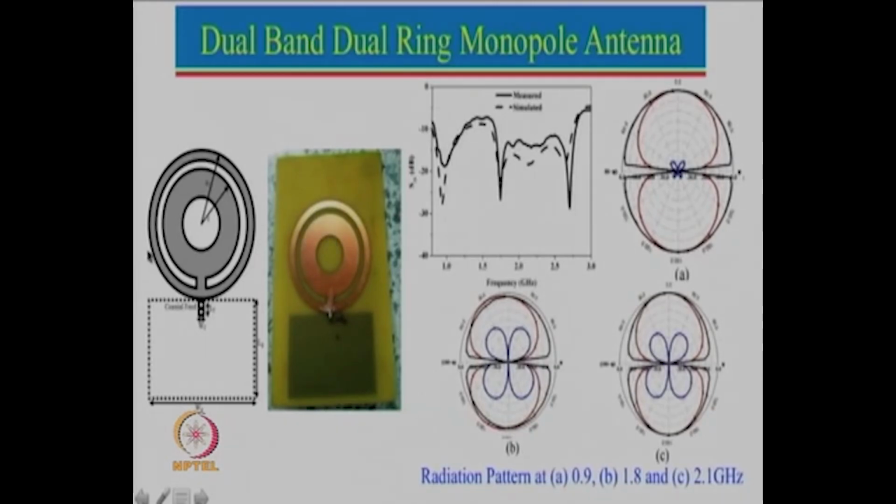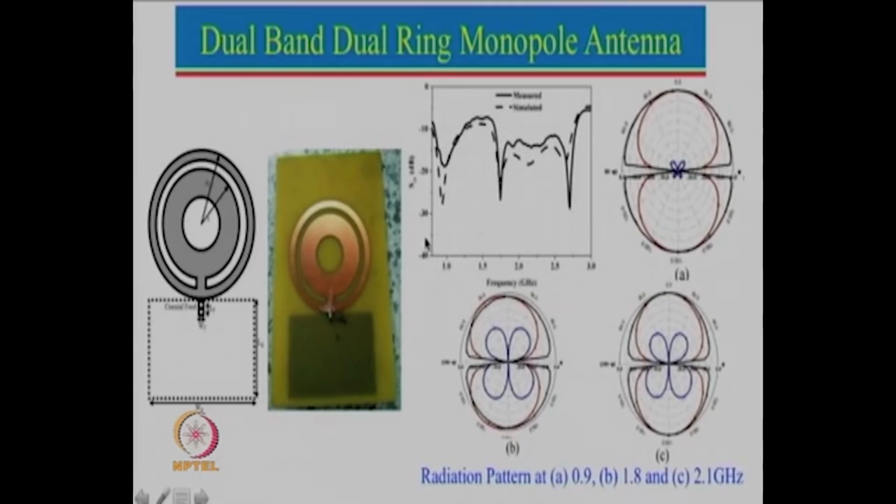So, what we did is, instead of a circular antenna, we made a circular ring antenna, and within that ring we added another ring antenna. The outer ring was designed around 900 megahertz and the inner ring was designed around 1800 megahertz, and since we wanted to cover the other band also, we made the inner ring a little broader. So you can see the response over here.